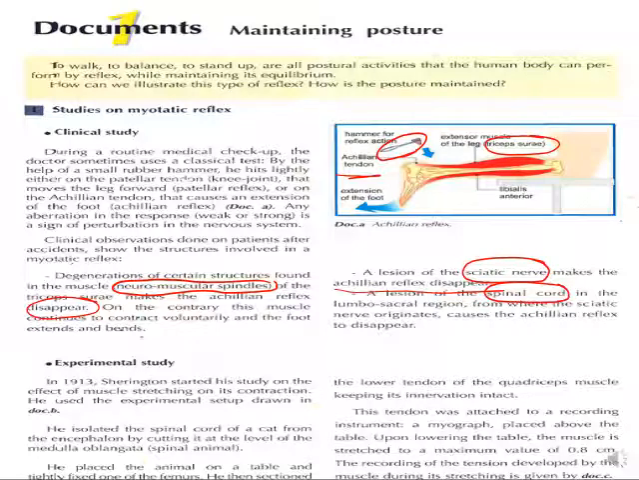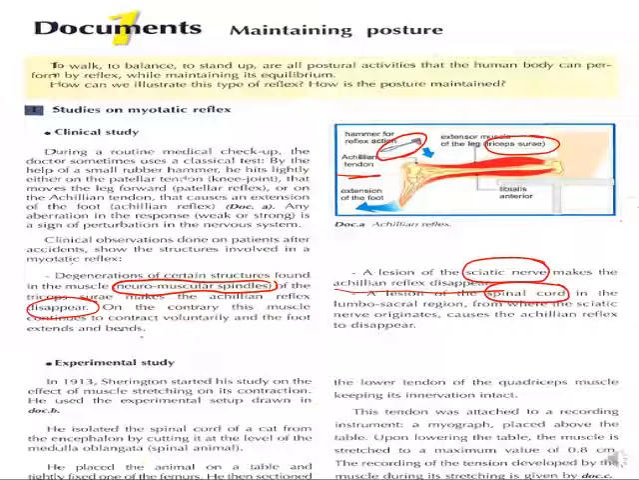Experimental study. In 1913, Sherrington started his study on the effect of muscle stretching on its contraction. He used the experimental setup drawn in document B. What did he do? He isolated the spinal cord of a cat from the encephalon by cutting it at the level of the medulla oblongata of the spinal animal. He placed the animal on a table and tightly fixed one of the femurs. He then sectioned the lower tendon of the quadriceps muscle, keeping its innervation intact. This tendon was attached to a recording instrument, a myograph, placed above the table.